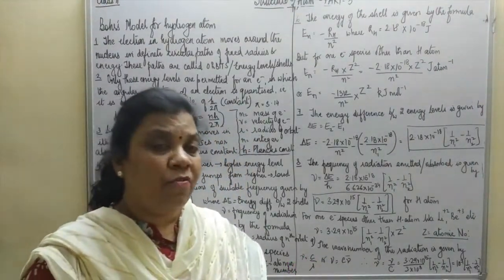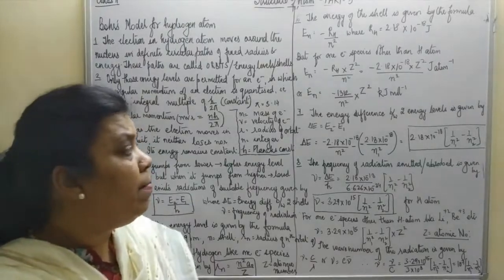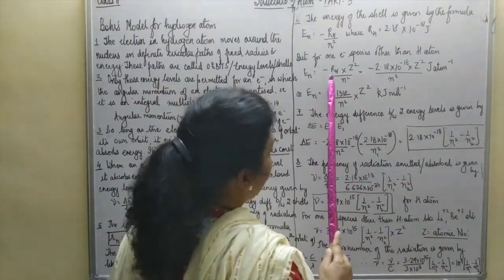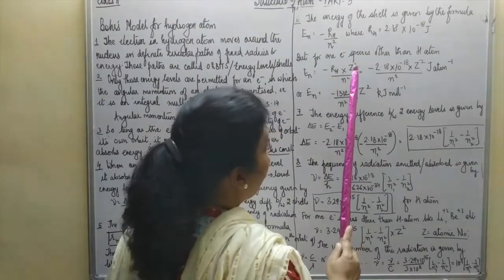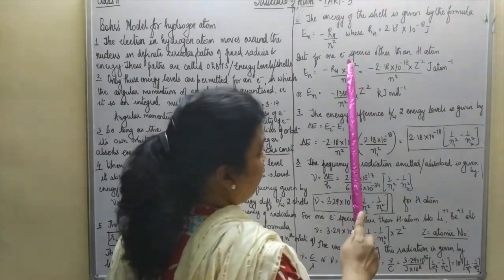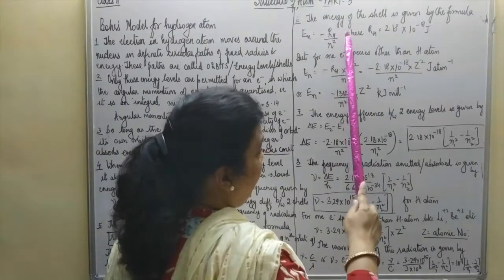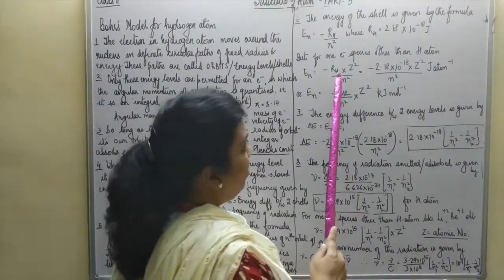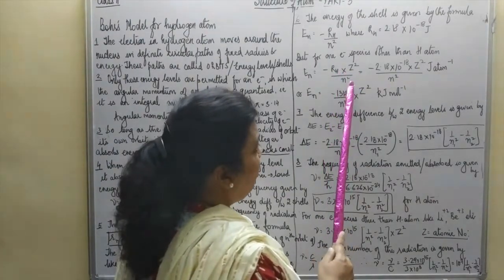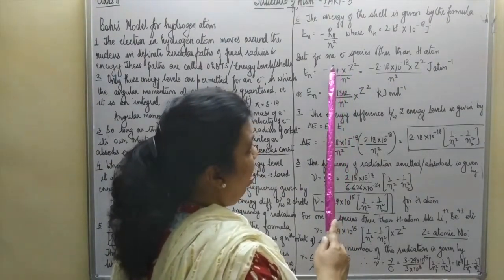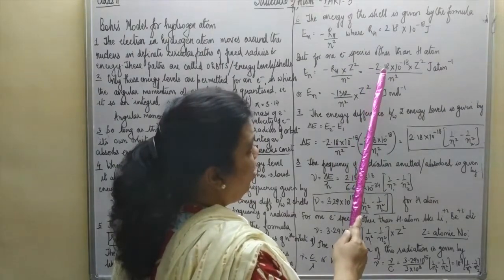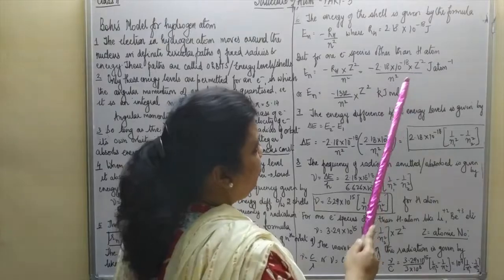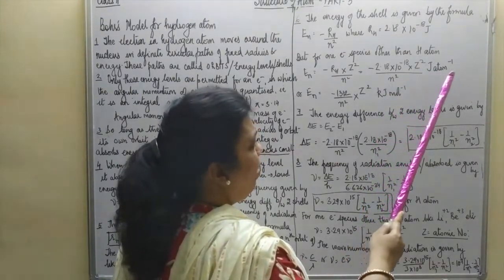But for one-electron species other than hydrogen, there is a slight change in the formula, and the formula is minus RH into Z square upon n square. This term has to be multiplied by Z square, where Z is the atomic number. So minus RH into Z square divided by n square, where RH stands for 2.18 into 10 to the power minus 18, into Z square by n square joule per atom.